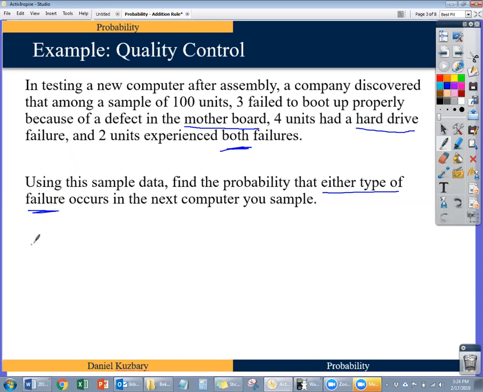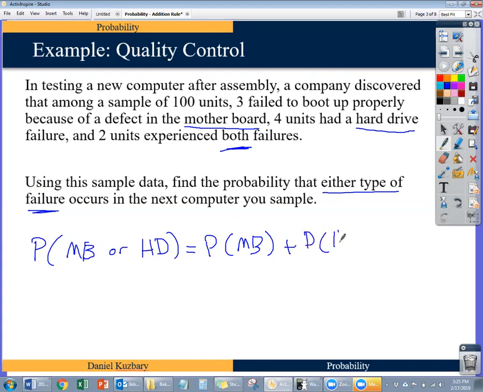So what I really want to find is the probability that we have either a motherboard failure or a hard drive failure. If either one fails, the computer breaks, and so I want to use "or," like this one or that one. Using the addition rule on the last slide, this is the probability that the motherboard fails, plus the probability that the hard drive fails, minus the probability that they both fail.